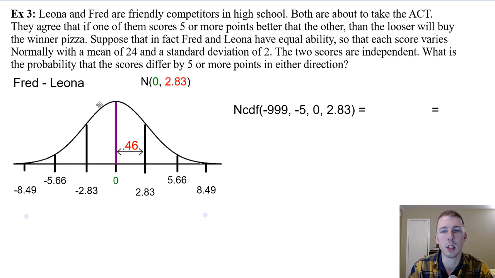Friendly competitors in high school. Both are taking the ACT. They agree that if one of them scores 5 or more points better than the other, the loser will buy the winner pizza. Suppose that they have an equal ability so that their score varies normally with a mean of 24 and a standard deviation of 2. The 2 scores are independent. What's the probability that the scores differ by 5 points or more in either direction?